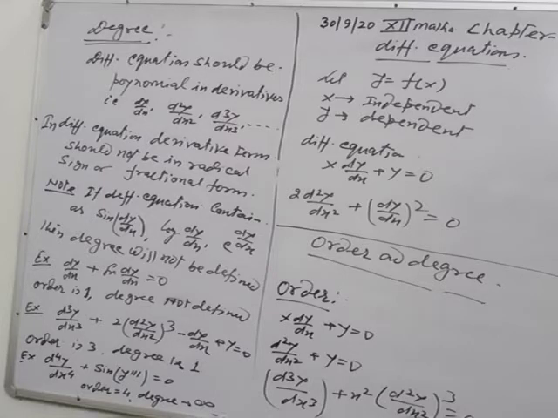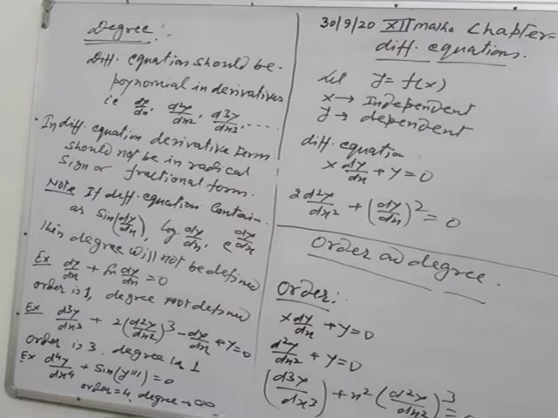For example, x dy by dx plus y is 0, or 2 times d2y by dx2 plus (dy by dx) whole square is 0, means it contains the dy by dx term. Here y is equal to f(x) is a curve when you differentiate it. Here x is an independent variable and y is a dependent variable in dy by dx. So y' means derivative of dependent variable with respect to independent variable. So simply you can say that if an equation contains dy by dx terms, it is known as a differential equation.